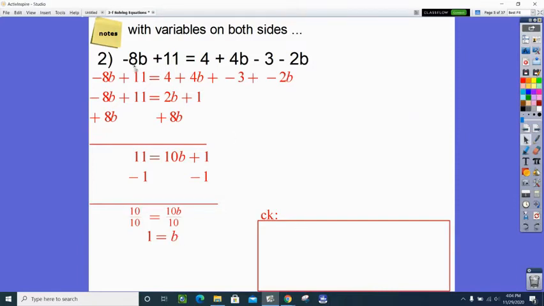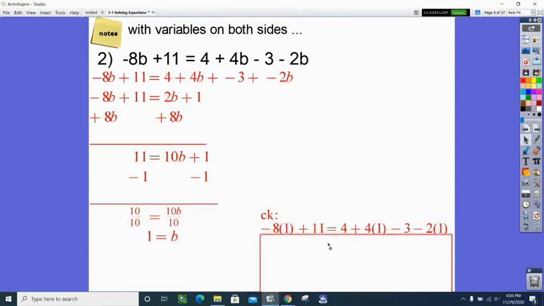Speaking of the check, we're going to take this black equation here, and every b becomes a 1 in the original equation. And now I'm going to go left to right, doing order of operations. Now I'm going to multiply. -8 times 1 is -8 plus 11 equals, do not add. We're going to take 4 plus 4 times 1 is 4 minus 3 minus 2 times 1, which is 2. So you should do the multiplications first. And now, because they're adding and subtracting and they're in the same rank, you can just go left to right.